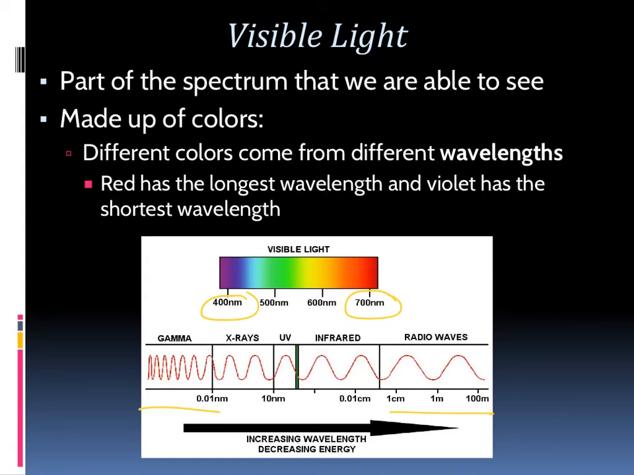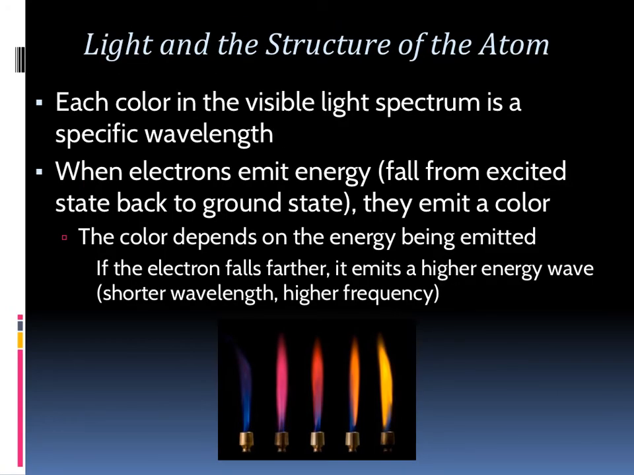So make sure that you're studying the extremes. Know that radio waves are the longest wavelengths of the electromagnetic spectrum. Gamma radiation is the shortest, and then within visible light, red is the longest and purple is the shortest, or violet, excuse me. Every single color that we are capable of seeing is a specific wavelength of light.